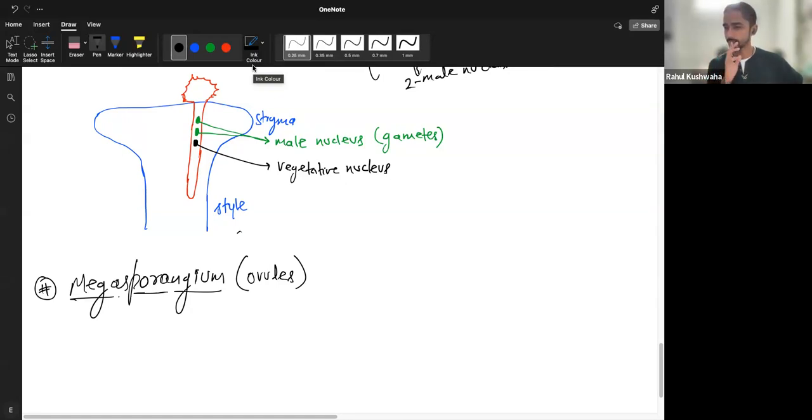I'll tell you when it comes. But it simply means a single ovule is there, okay? That's what I mean to say. So there's a single ovule per ovary. That's why when the ovary became a fruit, there was a single seed inside it.